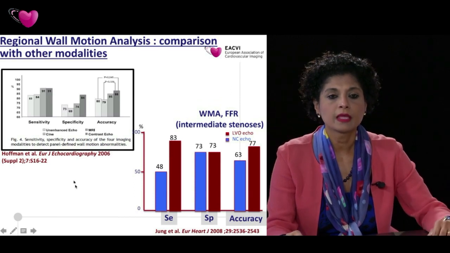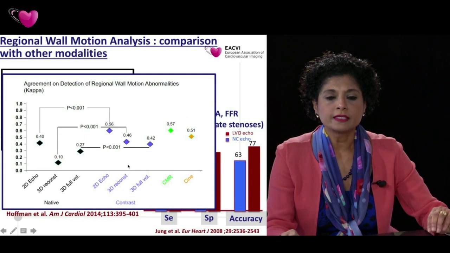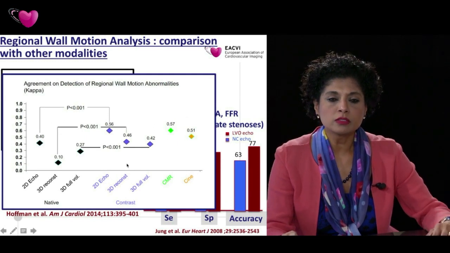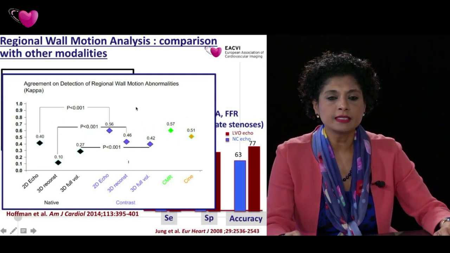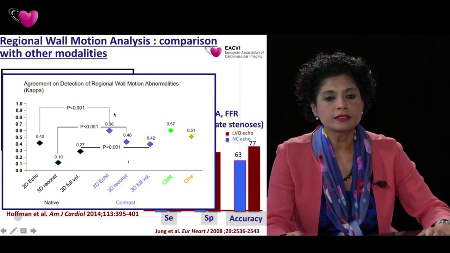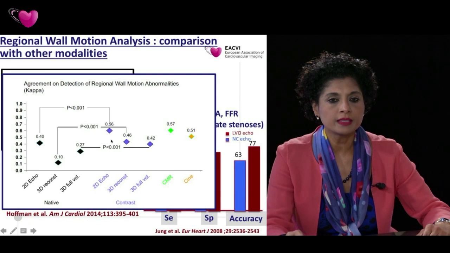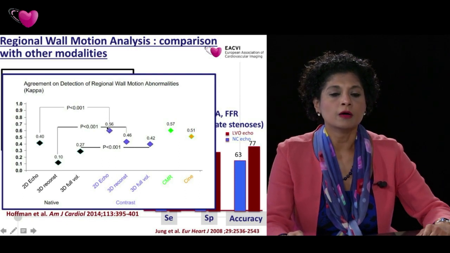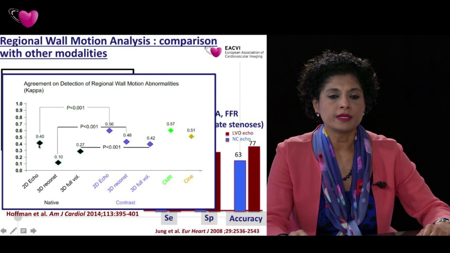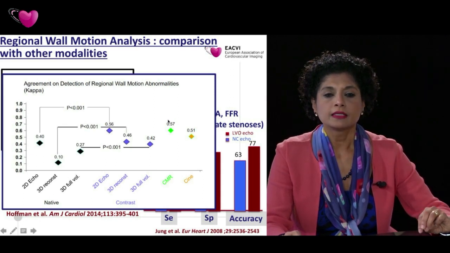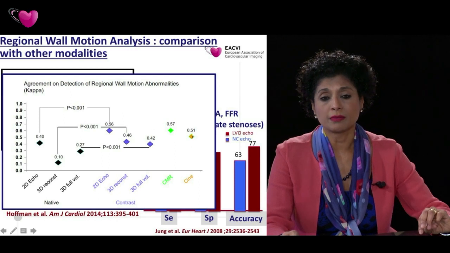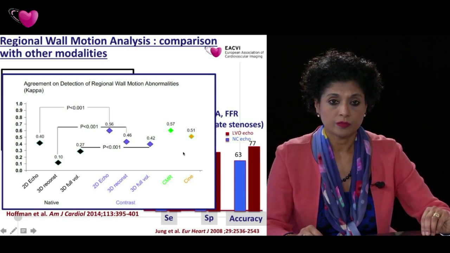comparing standard. In this more recent study, the authors looked at several imaging techniques and also the inter-observer agreement for wall motion abnormalities. And you see here the 2D contrast-enhanced echoes were clearly superior. The agreement was much higher than the non-contrast images and very similar to that of MRI and cine angiography.